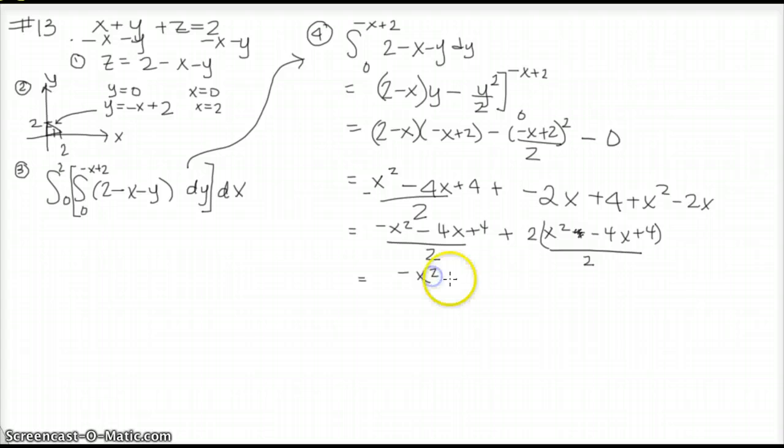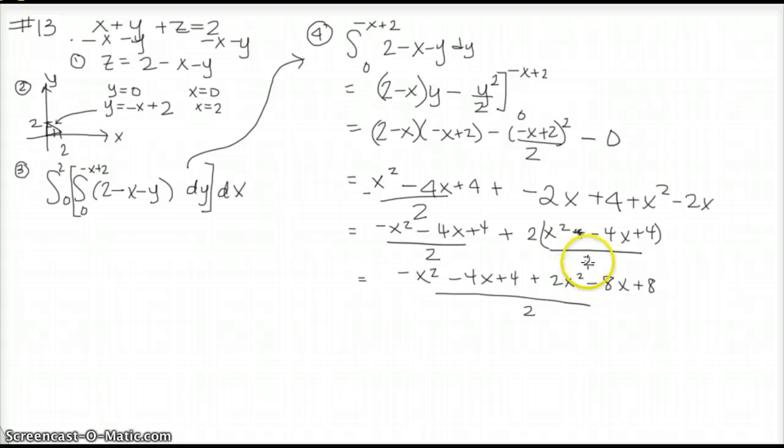So we would have, that part stays the same, and then all I'm doing is distributing this 2 into the set of parentheses. So we have 2x squared minus 8x plus 8, and it's all over 2. So basically we've just added these two fractions by creating a common denominator here. And now we can combine like terms. So we have the 2x squared minus x squared. That leaves us with an x squared. We have a negative 4x and a negative 8x.